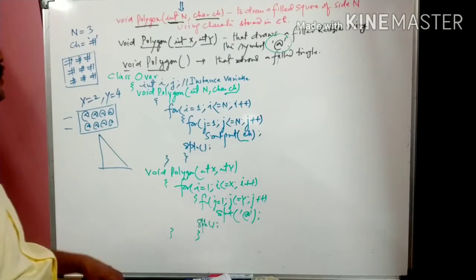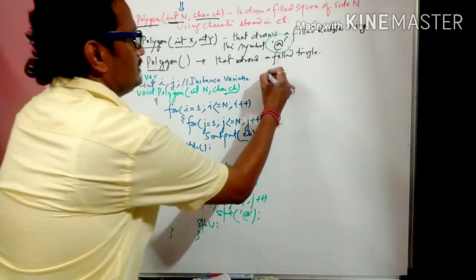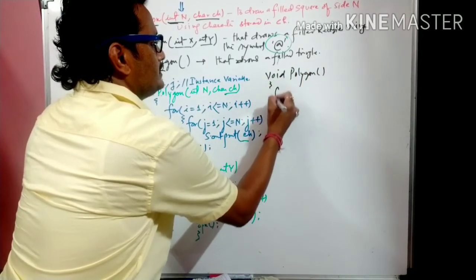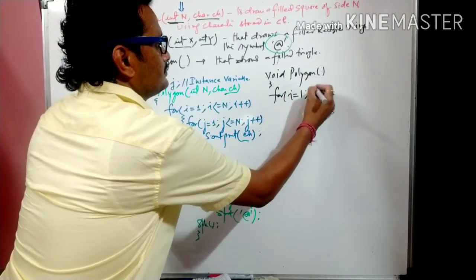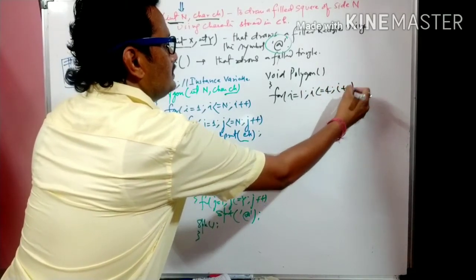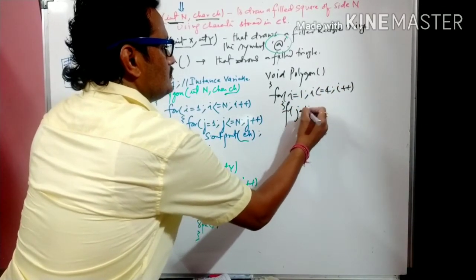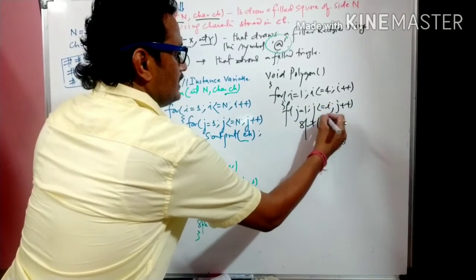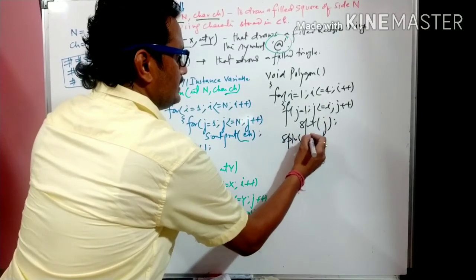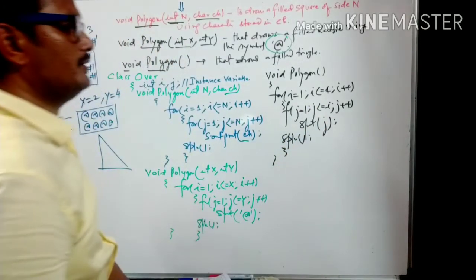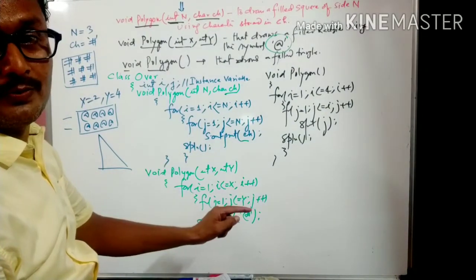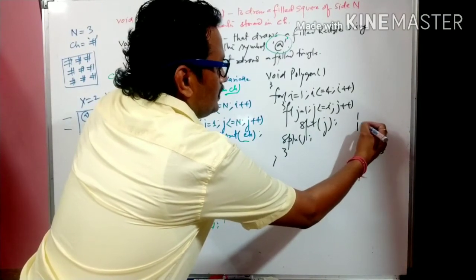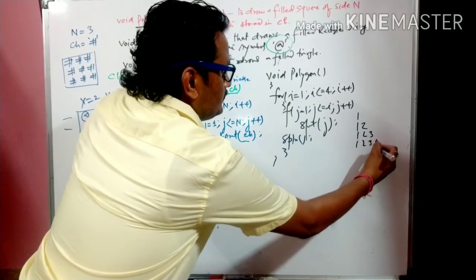Number 3, you have to draw a filled triangle. So here is void polygon without any parameter. This is very simple. For i = 1 to 4, i++, for j = 1, j <= i, j++. Here is a print of j, and here is a println. As we discussed earlier, inner for always prints, outer for always prints println. So it will print a filled triangle: 1, 1 2, 1 2 3, 1 2 3 4.